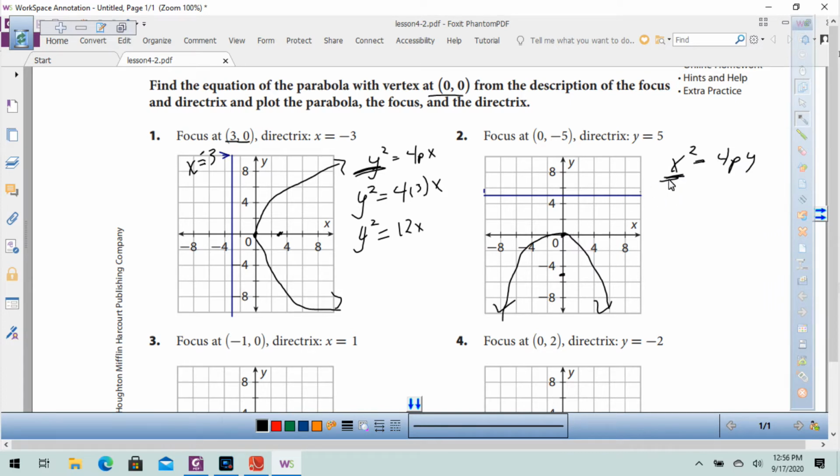Now notice, when it opens left or right, we have y squared. When it opens up or down, we have x squared. All right, now let's find p. 1, 2, 3, 4, 5. So we have x squared equals 4 times -5 times y. We simplify, and that gives us x squared equals -20y.